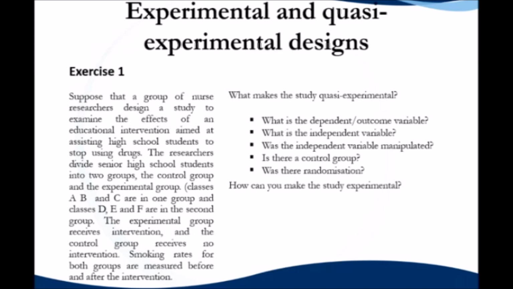So the dependent variable is the rate, whether it's the smoking rate. It's supposed to be the drug rate. That's the dependent variable. That's what we want to see. We want to see if we put these people in this intervention and the other people don't get an intervention, how does the intervention affect the smoking rate or the use of drugs rate?